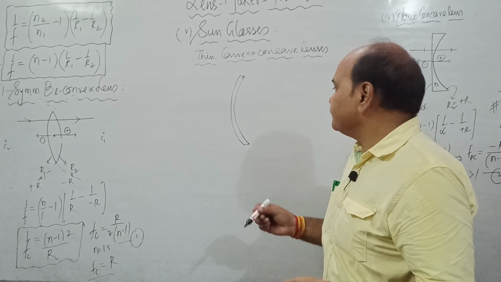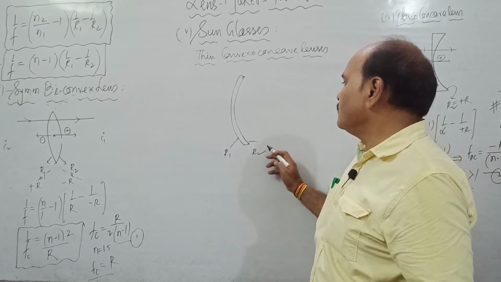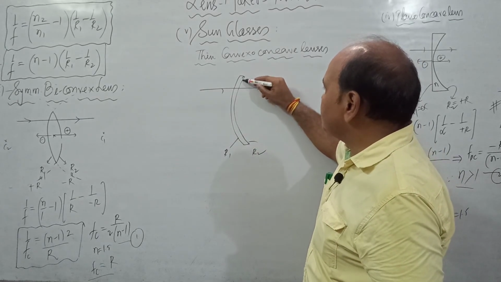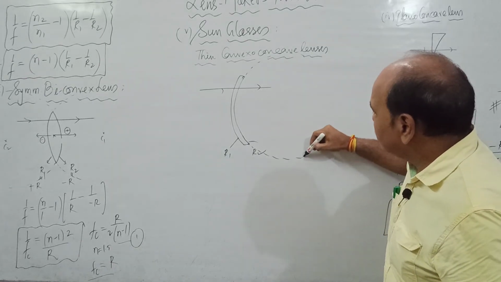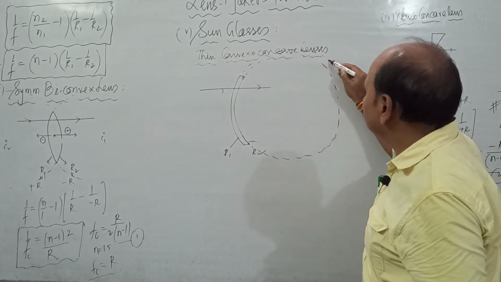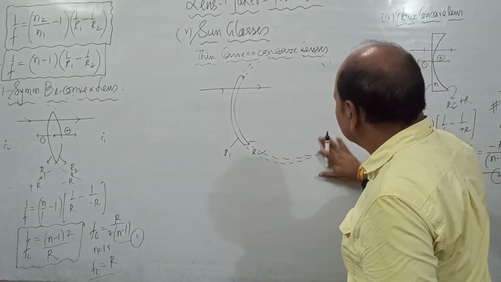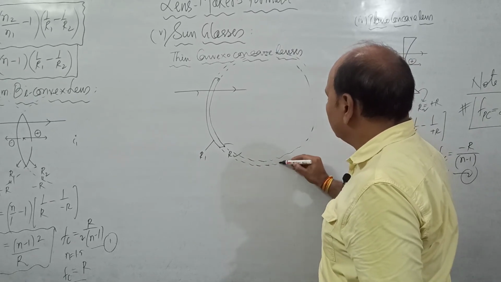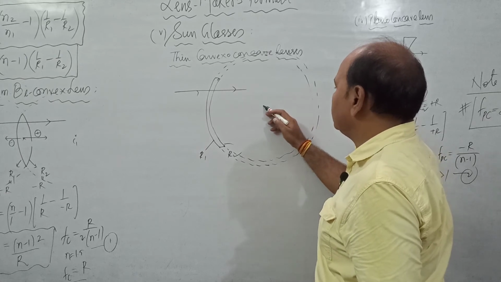See, if this is taken as surface number 1, and this is taken as surface number 2, the incident ray would be from left to right. Both the surfaces will have their centers of curvature towards the right side, and that would be somewhere here.